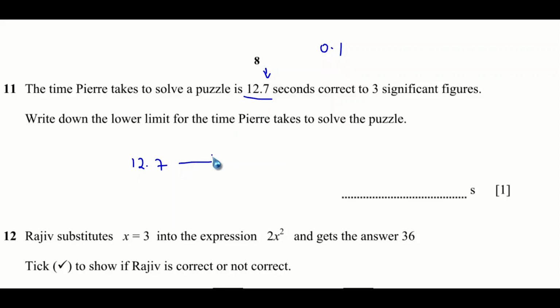The next number will be 12.8, and the number before will be 12.6. So the lower limit for the time Pair takes will be the average of these two numbers. If it was the upper limit, it would be the average of the two numbers above, but we are interested in the lower limit. It will be the average of these two numbers.